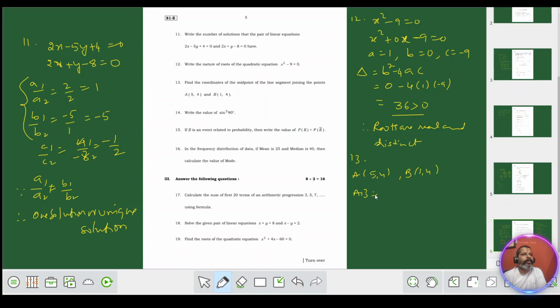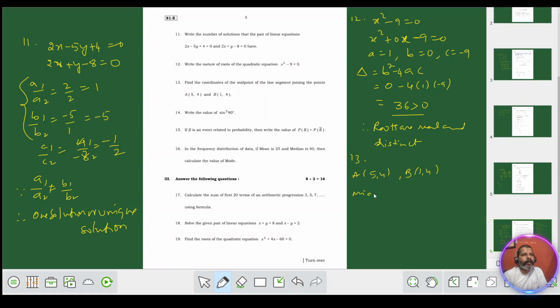Therefore, AB equal to square root of x2 minus x1 whole square plus y2 minus y1 whole square, means 1 minus 5. Oh, sorry, my mistake. I thought it's a distance. It's not the distance, it's the midpoint. So this happens actually. Please be cautious.